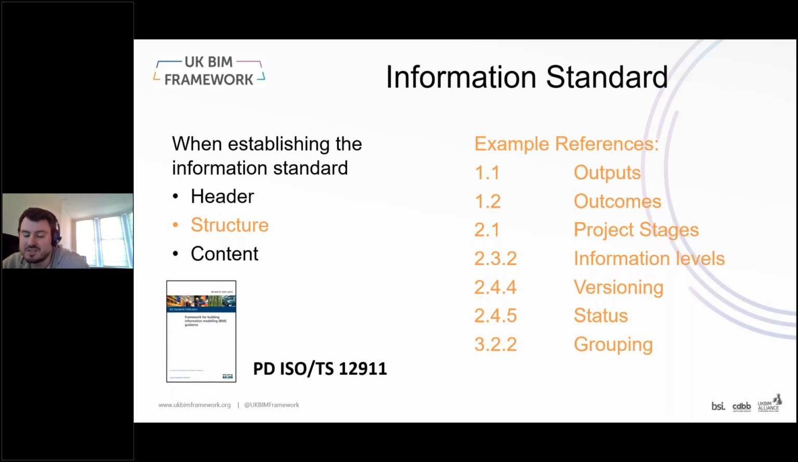And within them, it includes several example clause numbers that could be used so that there could be consistency between what is being done in-house and what is being proposed for projects. The idea being that if multiple organizations used this structure, it would mean that the same items would fall under the same clauses. For example, you can see the small excerpt I've put on the slide that the actual project stages being used would be covered under clause 2.1. Any revision or versioning would be covered under clause 2.4.4. Things like status under 2.4.5, and then potentially things like classification or breakdown structures around things like 3.2.2.